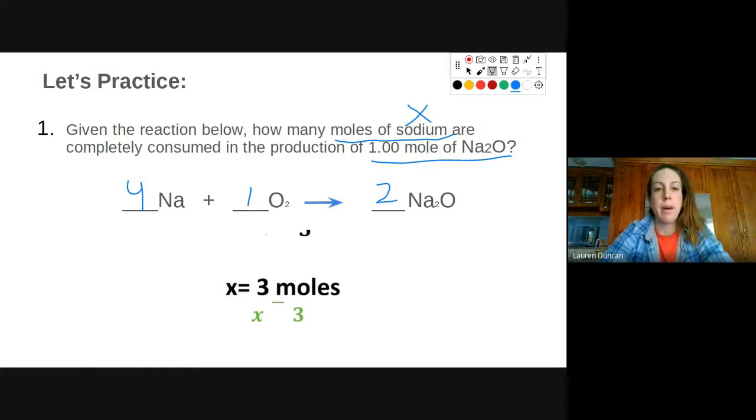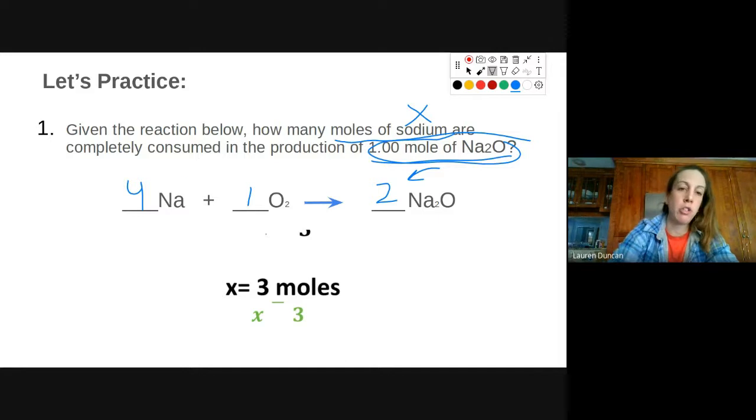Once I have it balanced, I'm going to use the information from the problem to perhaps set up an equation or logic. Some of us might realize I want to make 1 mole of Na2O. Well, the reaction's written to make 2 moles of that substance. I want to make half as much, so I would need half as much sodium to do that. So I would need 2 moles of sodium.